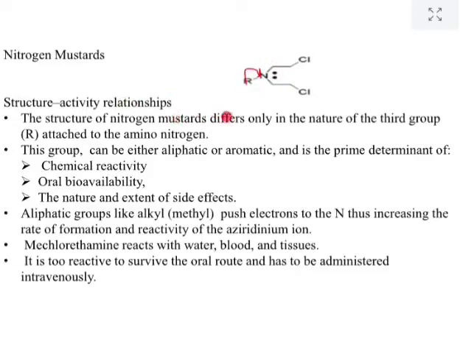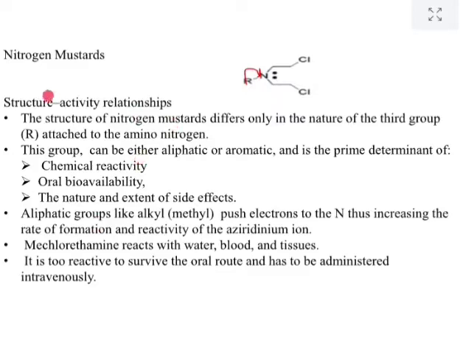So the structure of the nitrogen mustards differs only in the nature of the third group, R, attached to the amino nitrogen. This group can either be aliphatic or aromatic, and is the prime determinant of the chemical reactivity, how fast it will react, oral bioavailability, and the nature and extent of side effects, as I have said. Aliphatic groups like methyl push electrons to the nitrogen, thus increasing the rate of formation and reactivity of the aziridinium ion. Because if you increase the electron density here, this becomes a very strong nucleophile, and therefore it will attack this carbon even much faster, increasing the rate of reactivity, and unfortunately also increasing the toxicity.